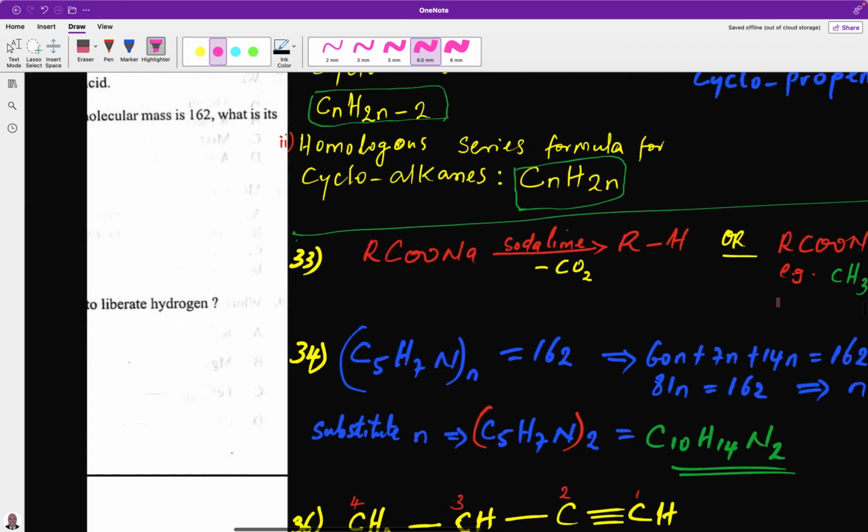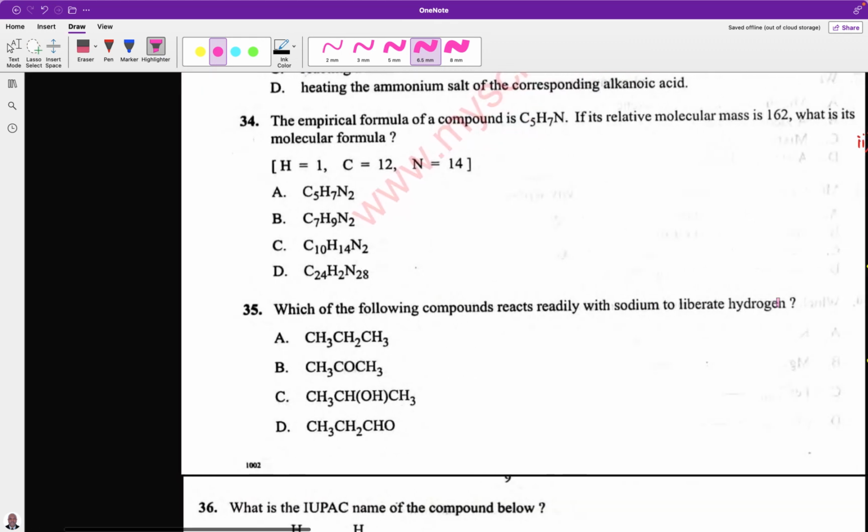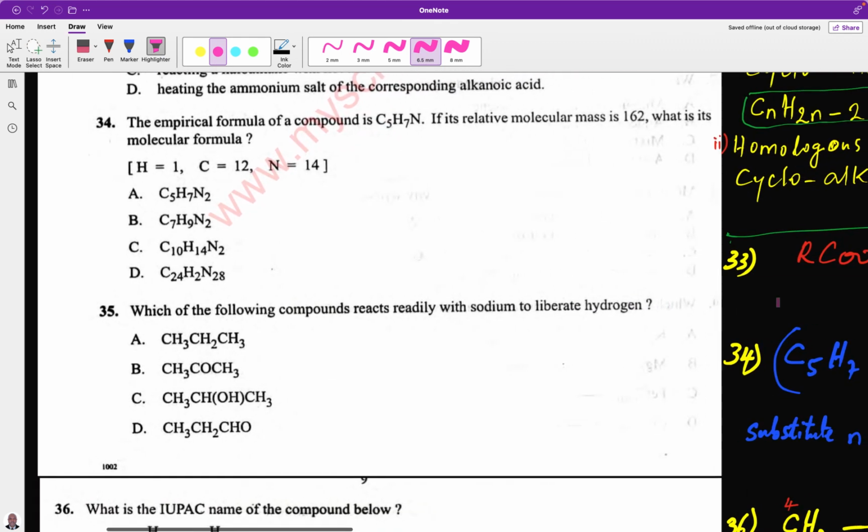Question number 34 takes us to empirical formula. The empirical formula of a compound is C5H7N. If its relative molecular mass is 162, what is its molecular formula?